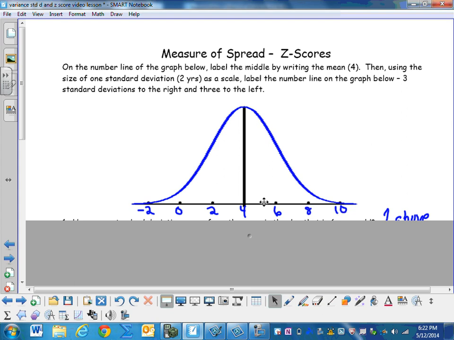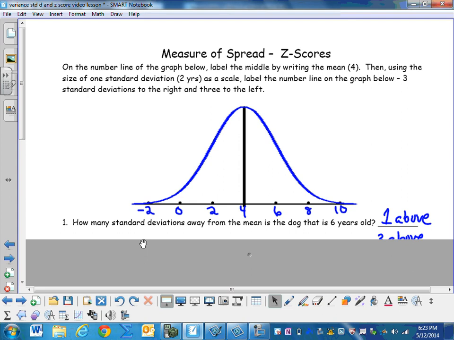So any data here would be above the mean. We also are going to represent the data 3 standard deviations below the mean. So 4, 2, 0, and negative 2. So anything on this side would be considered below the mean, and it would have a negative z-score. Above the mean, you'd have a positive z-score. And to be 0, you would be the mean.